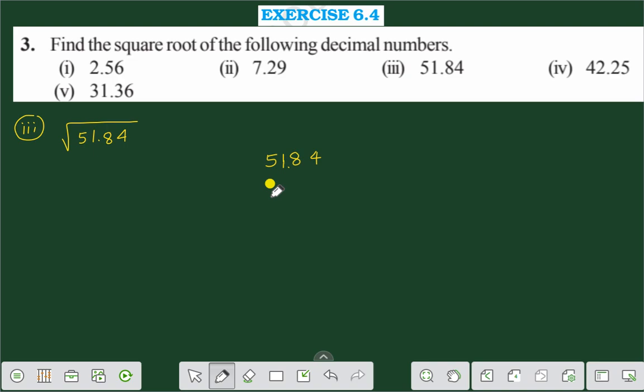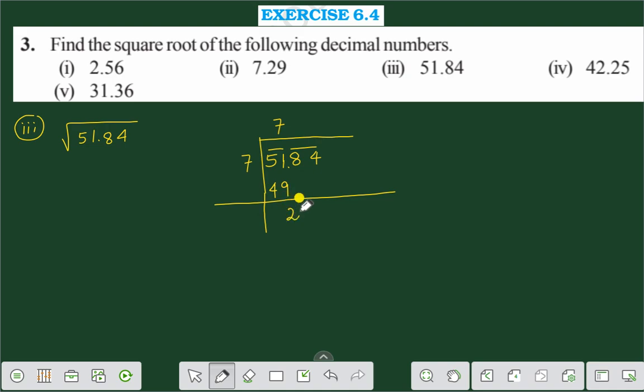First of all, find the bars. Here is the 51. This will be one bar, and here there will be another bar. Now 51 is there, so you have to divide. First of all, you divide it by 7 because 7 7 is 49. Then subtract it.